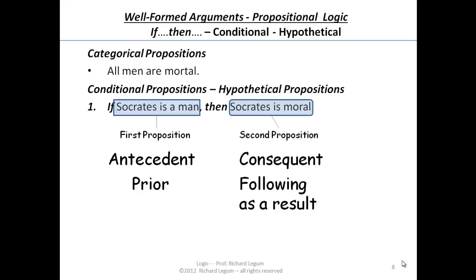So in an if-then statement, we have two propositions, two statements. We have the antecedent, the first one, and the consequent. So now, if I ever lapse back into my technical jargon, the technical terms, you know what I'm talking about. Antecedent, the first proposition. Consequent, the second proposition.